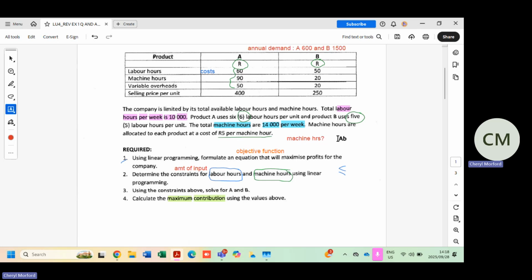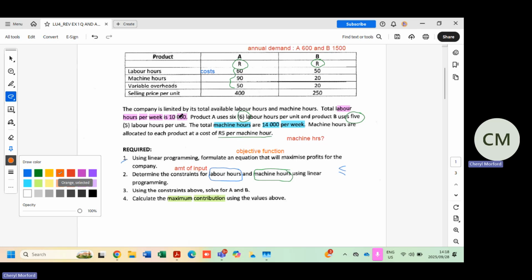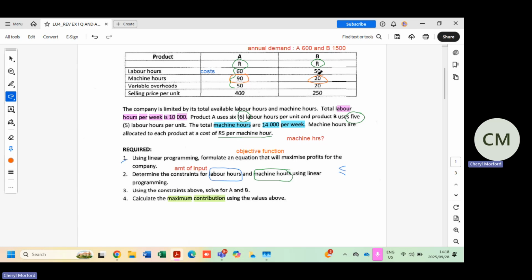And we have some information. If we go up here and have a look, that 90 and that 20, that's the cost of machine hours. Now we know that it's 5 Rand an hour. So if we want hours, what are we going to do? Think about it. We know that to make an A, the cost for machine hours was 90 Rand.